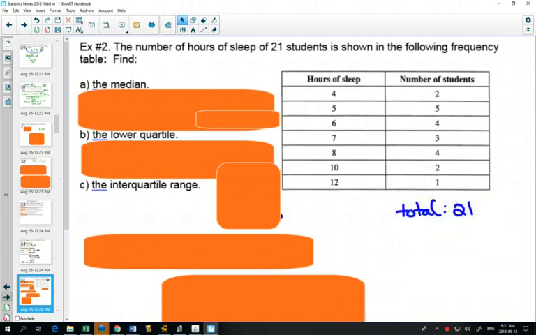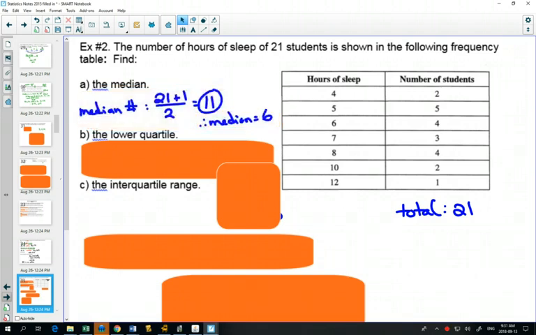Total number of students, if we added them up, 21 students. How do we find the median? Which student would be in the middle? The 11th student. So if you organize them and wrote out 2 4s, then 5 5s, the 11th student matches up with person number 6.